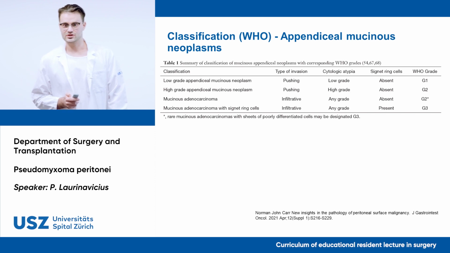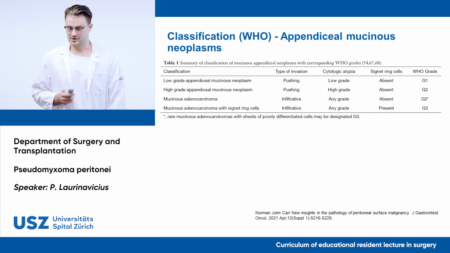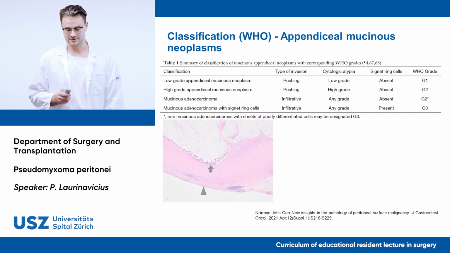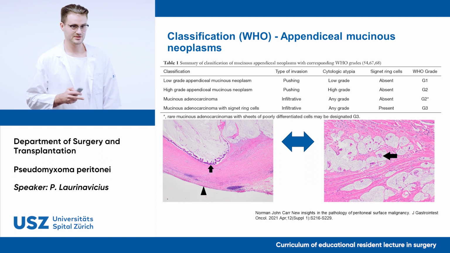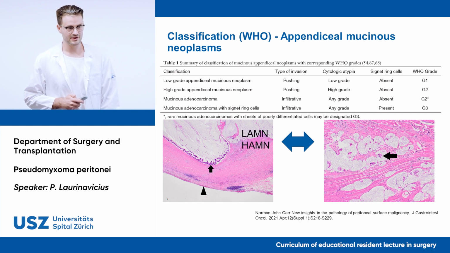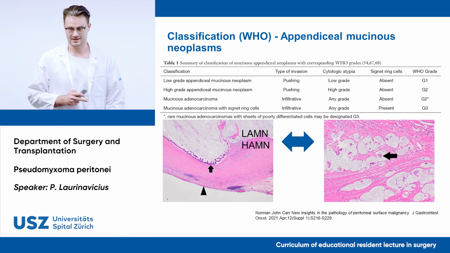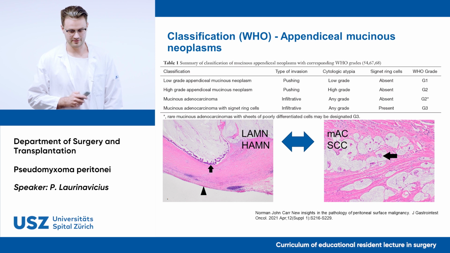Moving forward to the classification, it's important that we classify both the primary tumor and the PMP itself. I would like to begin with the classification of appendiceal mucinous neoplasms, which was done by the WHO. Firstly, we have to differentiate the type of tissue invasion. So it could be either pushing or infiltrating the surrounding tissue. The pushing tumors are then further classified into having low or high-grade cytological atypia, as in LAMN or HAMN. The infiltrative tumors are classified in accordance with signet ring cells, whether they have it or not.